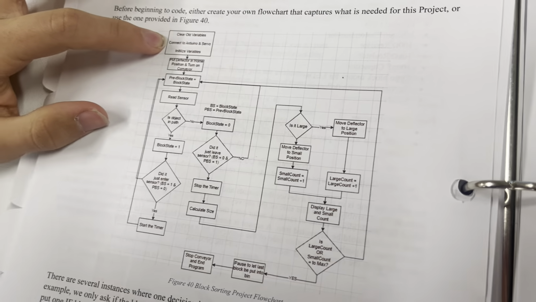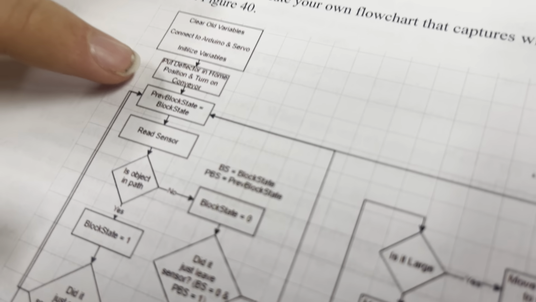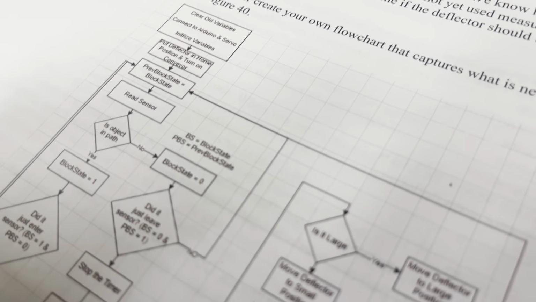All right, our flow chart for electronics project 3. Here we go. Firstly, we clear our old variables, connect to the Arduino and servo, and then initialize those variables. Then we put the deflector in home position and turn on the conveyor belt.